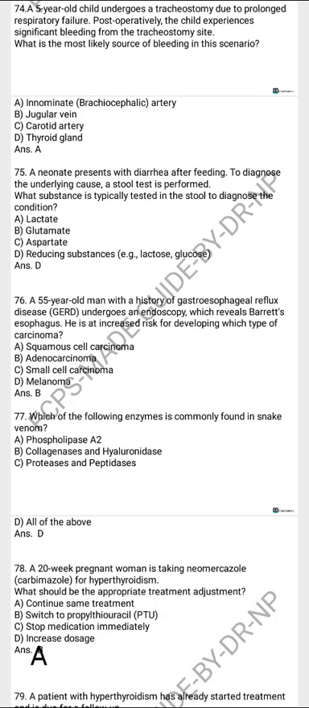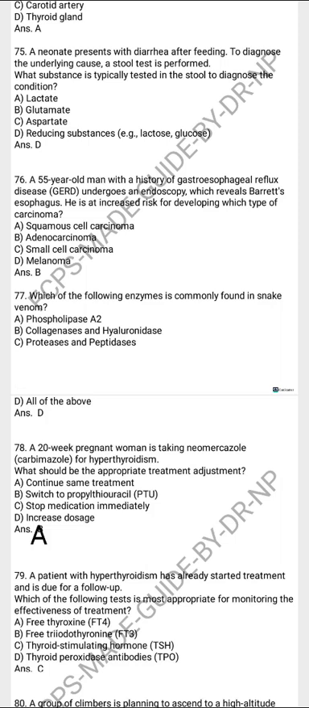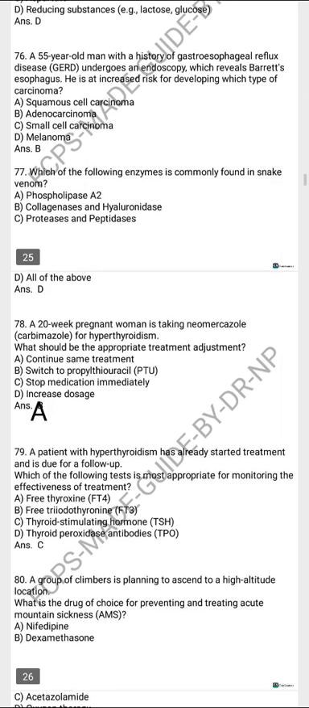A 55-year-old man with GERD undergoes endoscopy showing Barrett's esophagus. He is at high risk for developing adenocarcinoma. The enzymes found in snake venom include all of these: phospholipase, collagenase, protease and peptidases.